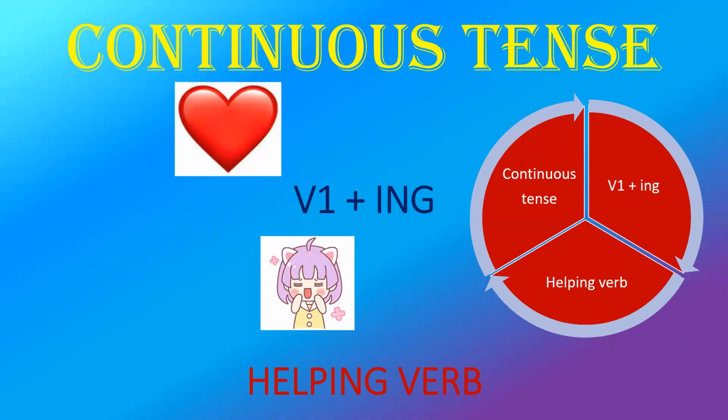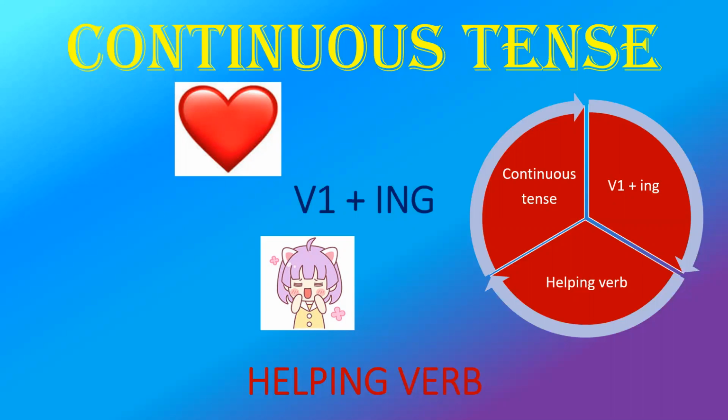Then comes continuous tense. Continuous tense makes a love triangle. Let's see how. Whenever there is a continuous tense, it will always have a gerund form. That means the verb's first form plus ing. So you can see it in this way: continuous tense loves the verb's first form plus ing.